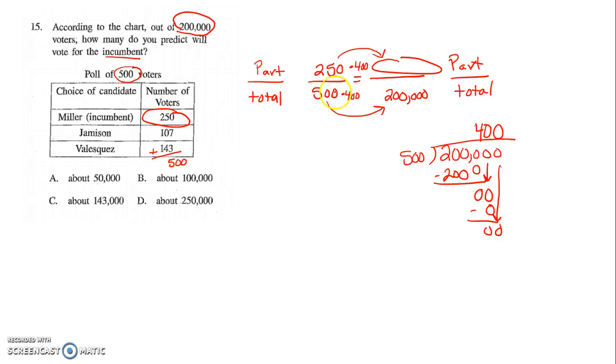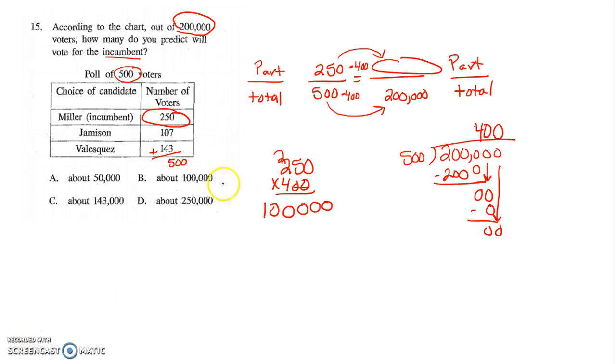A poll is just a small part of the voters, a small portion of people you ask, and then you can make some predictions. All right, so we have to do 250 times 400. Because I don't have a calculator with me, I know I can just tack down those two zeros. Then I start in the 100 place. 4 times 0 is 0. 4 times 5 is 20. Put down a 0, carry a 2. 4 times 2 is 8, and 2 more is 10.